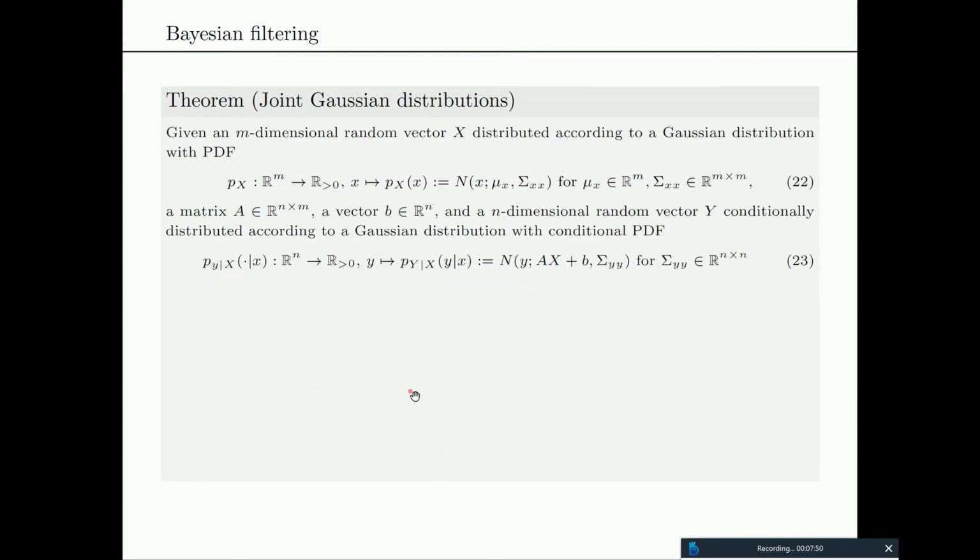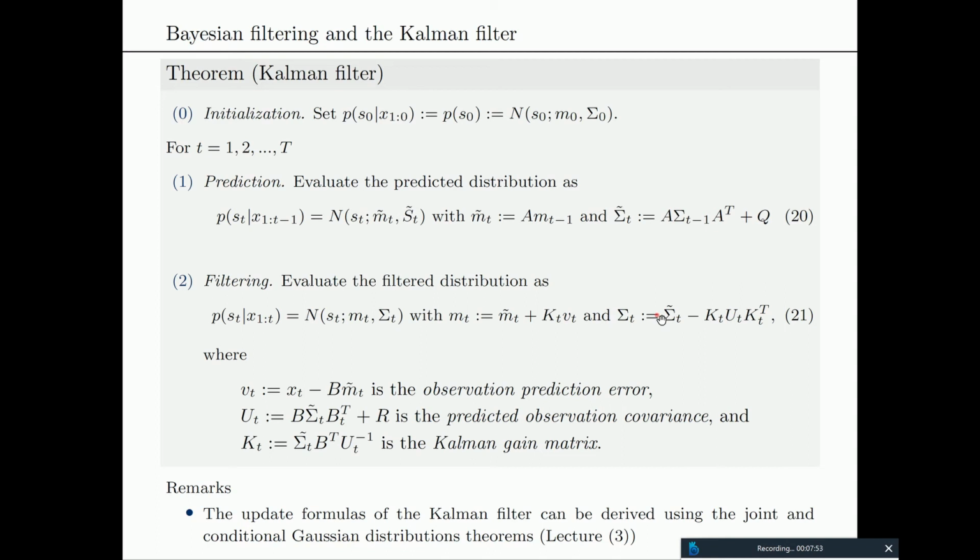So how can one derive these equations here? So this one and this one. Using the Bayesian filtering equations, one essentially needs to apply the joint and the conditional Gaussian distribution theorems. You can then say the proof is really to prove the Gaussian theorems, but this we will not do; we will take the Gaussian distribution theorems as given.